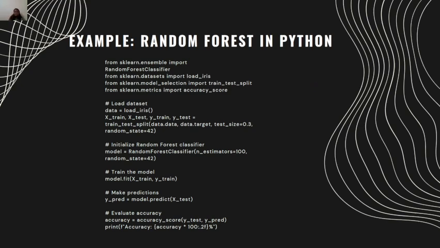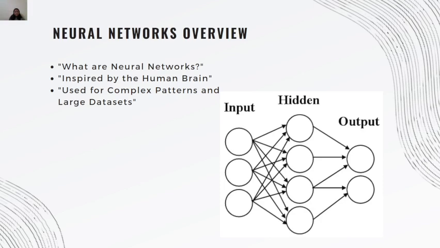Then let's have an overview of neural networks. Neural networks are a class of machine learning algorithms that are inspired by the structure and function of the human brain. They consist of layers of nodes, also known as neurons, that process information. A neural network is made up of three main layers: input layer, hidden layer, and output layer.